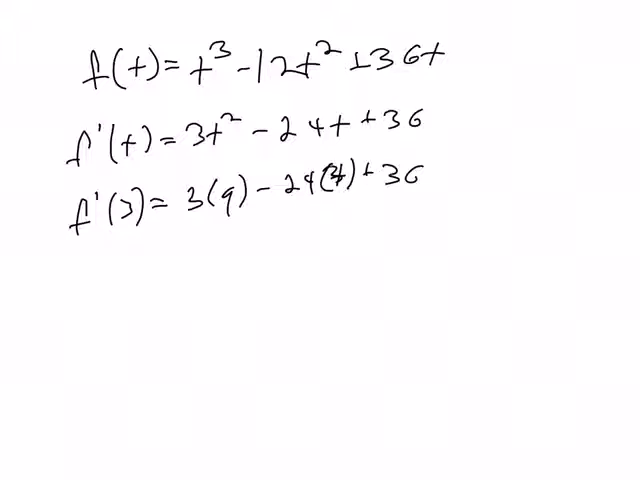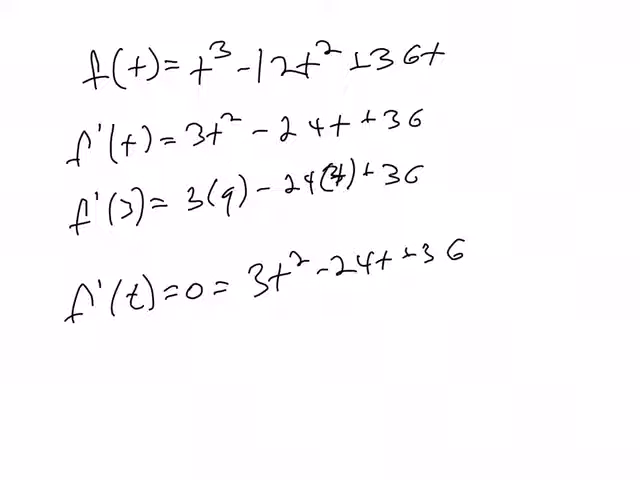The next question is, when is the particle at rest? Well, the particle is going to be at rest when the velocity is 0, meaning when it's not moving, and when the speed is 0. So we can say f prime of t equal to 0, which is equal to 3t squared minus 24t plus 36.